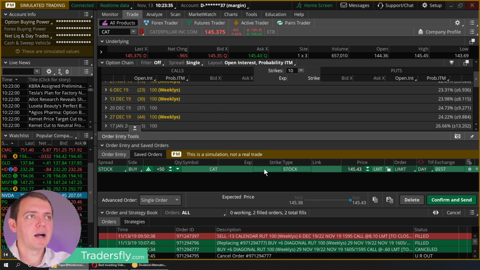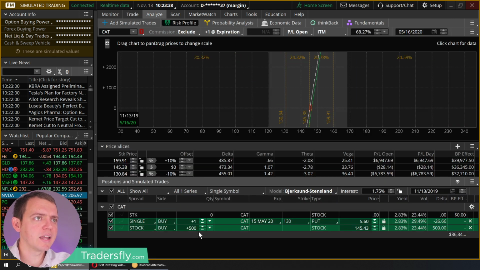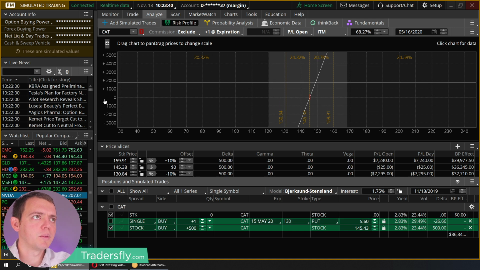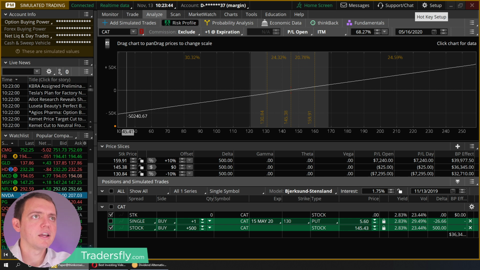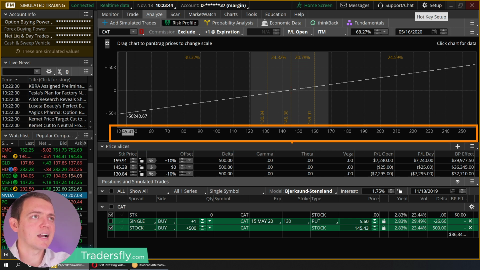So let's say we buy some stock, analyze that position. So normally your stock position here, as you look at this chart and graph, here are the stock prices. So here's our 140 level. Stock goes up, you make money, right?